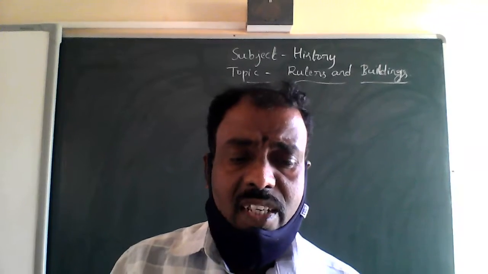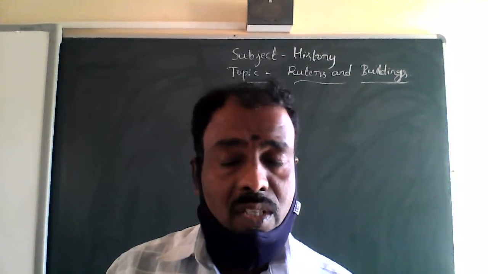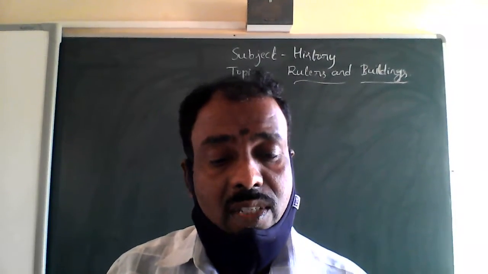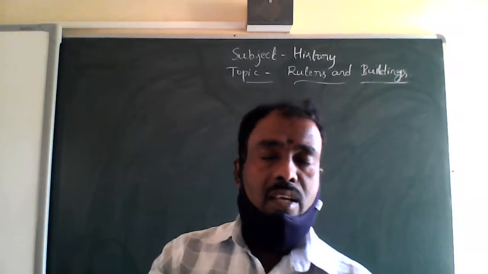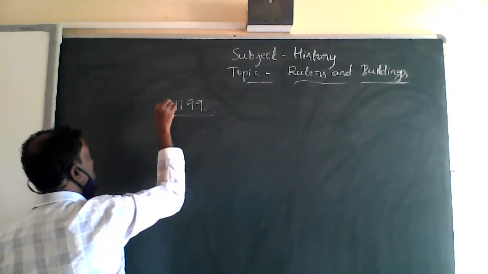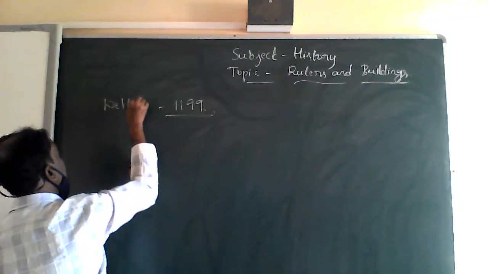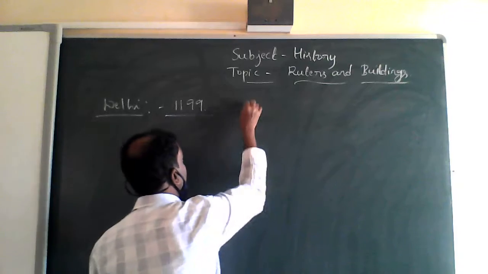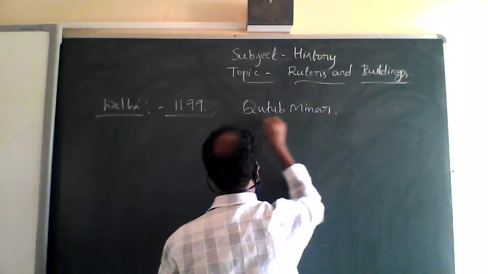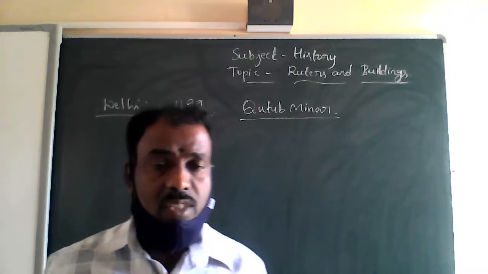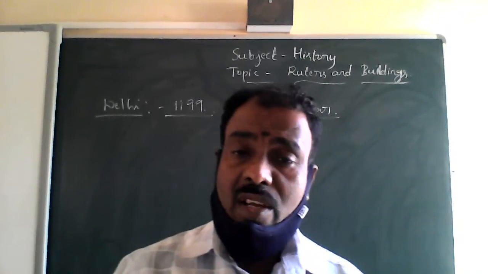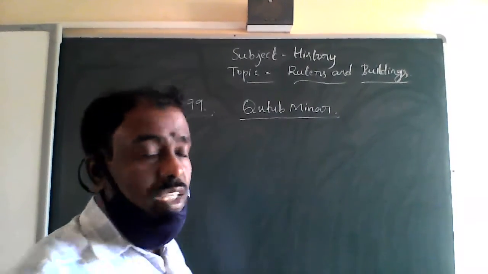See, dear students, we all know that we can still see one of the beautiful structures which was constructed around 1199 in Delhi. That is the Qutub Minar. I think all of you have heard about this. The Qutub Minar was constructed around 1199 by Qutbuddin Ayyub.